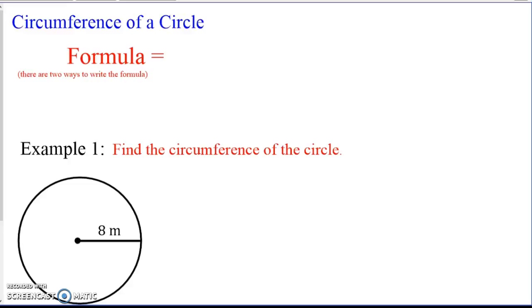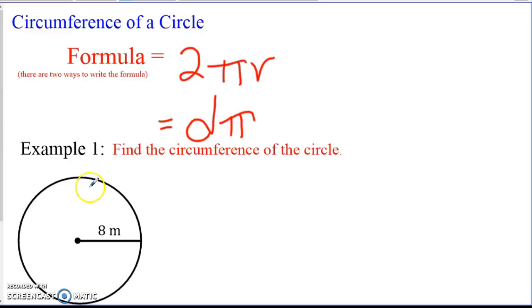If you look at the formula sheet, you'll see the formula for circumference of a circle. The most popular way that most of you have probably seen it is 2 pi r. There are two ways to write the formula, because what is 2 times any radius? That's also the diameter. So another way to write this is d pi. If I have the radius, I multiply it by 2 and then by pi. If I have the diameter, I just multiply it by pi.